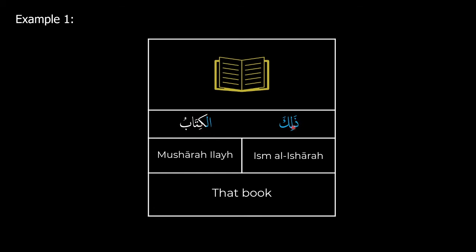this is masculine, masculine. And then singular, singular. And then this is rafa because of the dhamma right here. Then this is rafa because, as we said, it's stuck, so you can't really see it. And this translates to that book. So this whole thing is a pointing fragment.